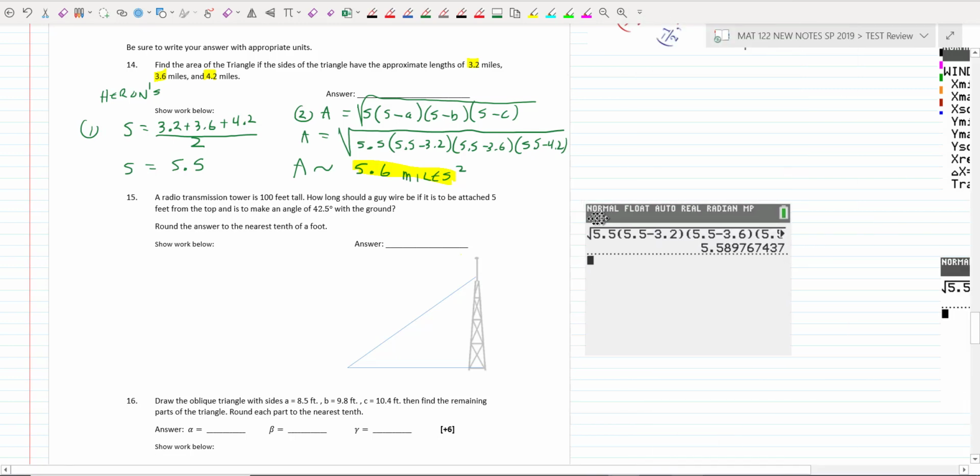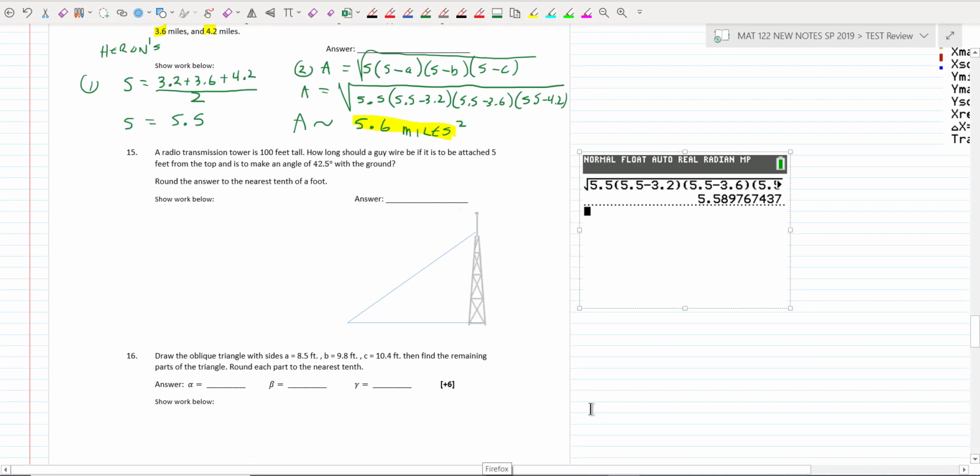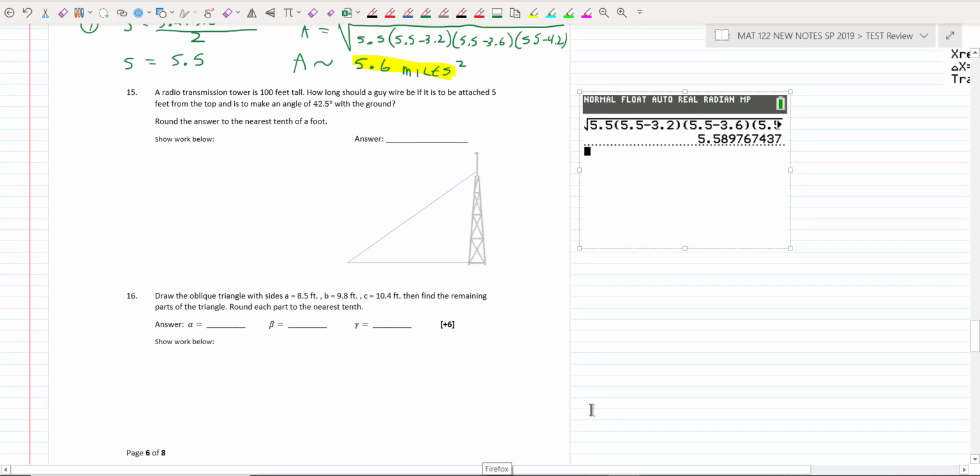Okay, all right. Moving to the next thing, let's see what we got here. Probably just a right triangle trig problem, you know, SOHCAHTOA type of stuff. So let's see, this one says the radio transmission tower is 100 feet tall, and it says how long should a guy wire be if it's attached 5 feet from the top. So I kind of look at this like this. That's 5 foot right there.